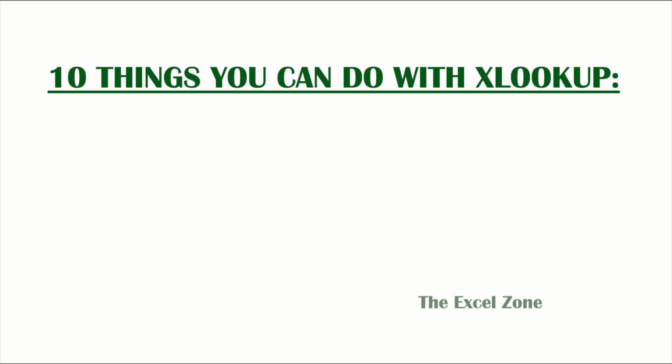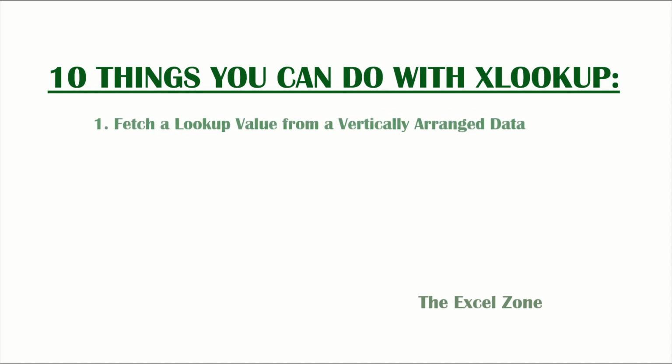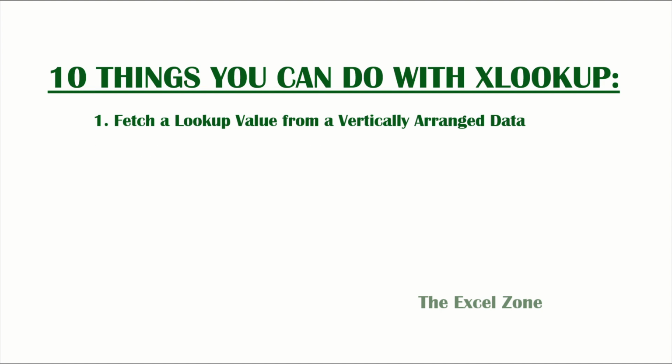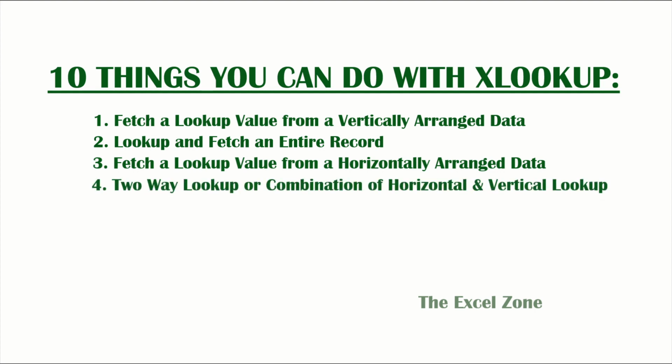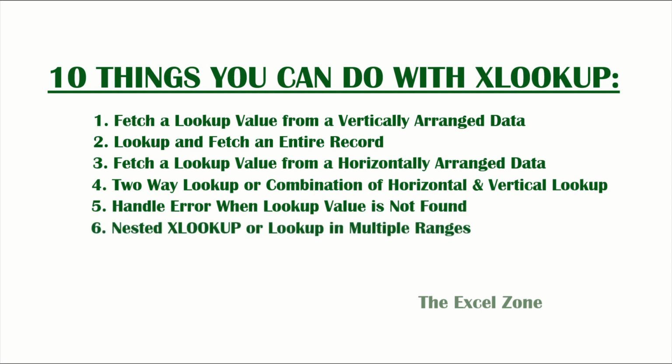These are the tasks that can be done by XLOOKUP, and we will have an example for each of them. Number 1, fetch a lookup value from a vertically arranged data. Number 2, look up and fetch an entire record. Number 3, fetch a lookup value from a horizontally arranged data. Number 4, two-way lookup or combination of horizontal and vertical lookup. Number 5, handle error when lookup value is not found. Number 6, nested lookup or lookup in multiple ranges.